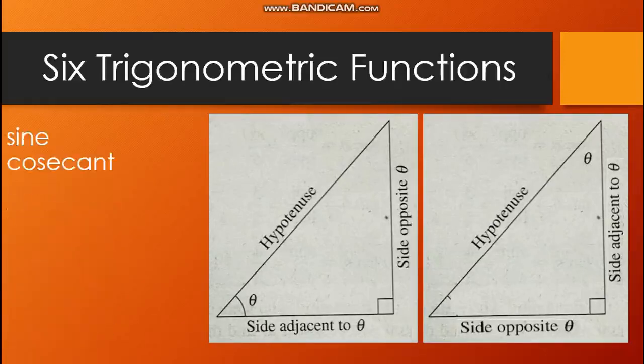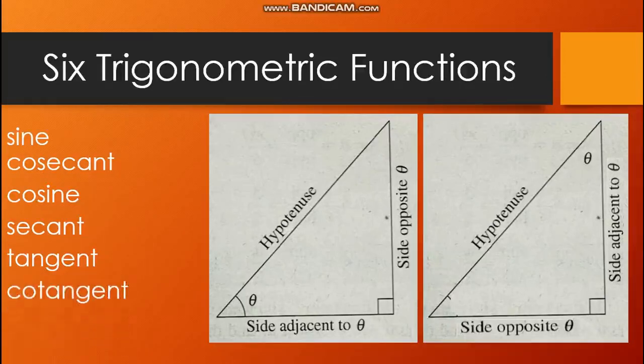Ito yung tinatawag natin sine, cosecant, cosine, secant, tangent, and cotangent. As I said, ito yung ratios ng lengths of the sides of the right triangle ng ating figure. Now, these 6 functions are normally abbreviated as sine or sin, csc for cosecant, cos for cosine, sec for secant, and tan for tangent, and lastly cot for cotangent. Okay. Now, let us define the 6 trigonometric functions.